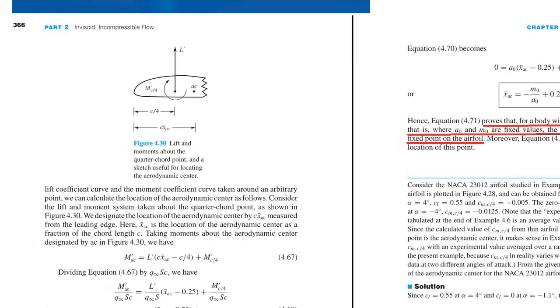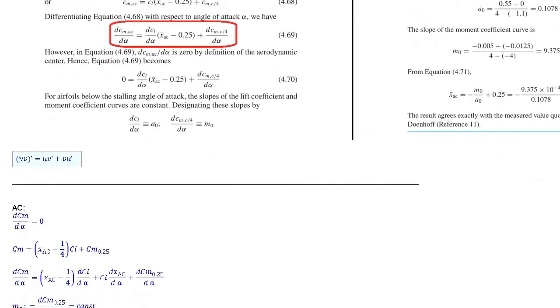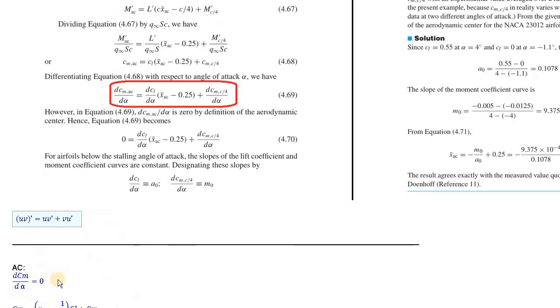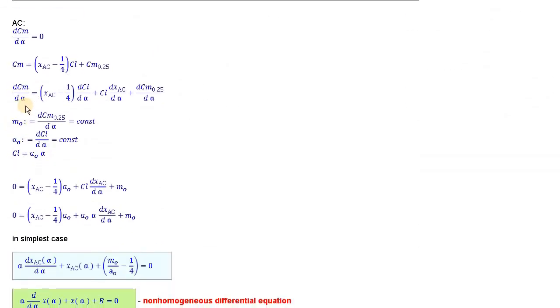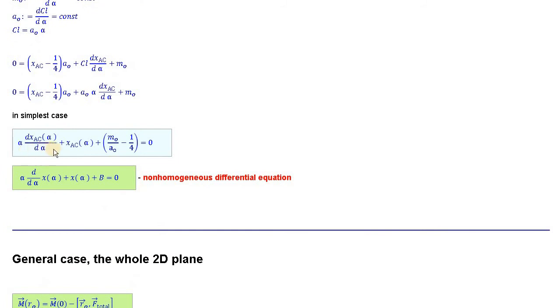So let's do it in the right way. We start with the same equation, and we differentiate the moment coefficient with respect to alpha. If you do that, you have to differentiate by parts: the first part, the second part, and then the zero moment, the moment at position 0.25. Then we make the same assumption. In the ideal case, you have those differentials constant, and then you plug them into the equation and you get this equation.